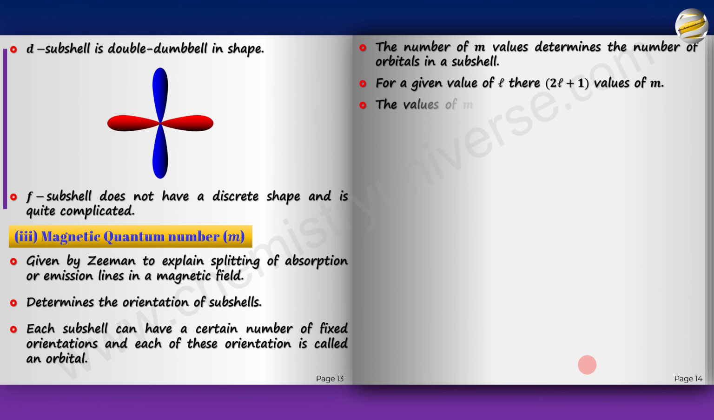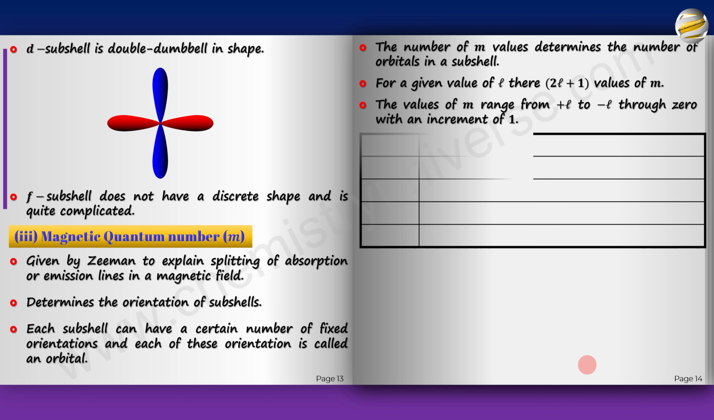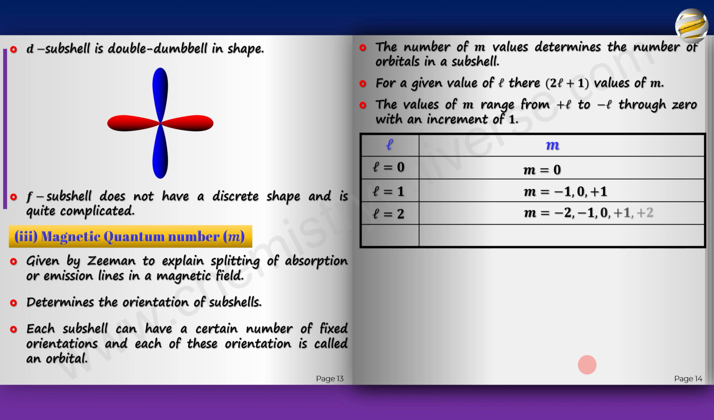So the values of M range from plus L to minus L through 0 with an increment of 1, and these are the values of L. For L equals 0, M can only have value 0. If L is 1, M can have 3 values. If L is 2, M will have 5 values. If L is 3, it will have 7 values.